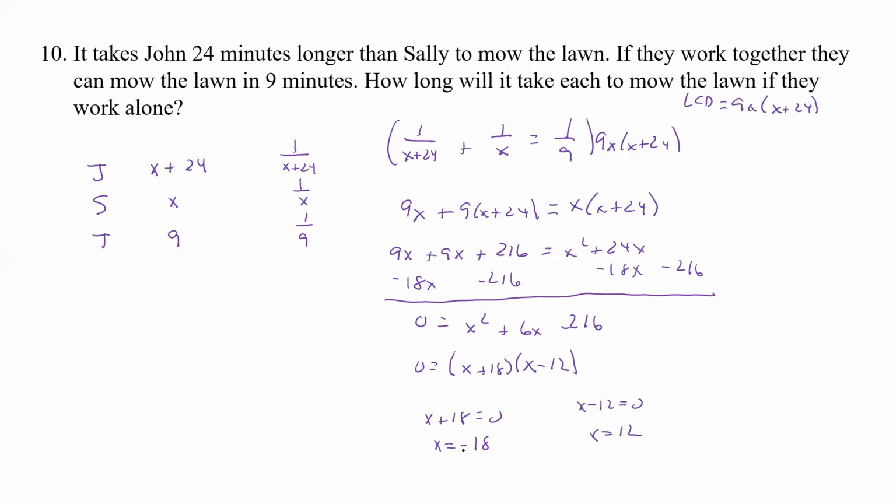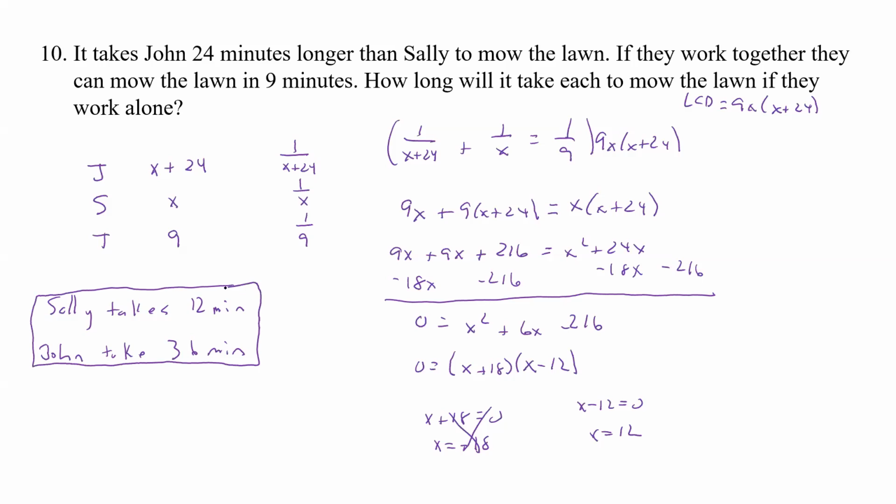And so we know that that doesn't work, so x is equal to 12. So Sally takes 12 minutes, and John takes 24 more than that, so 36 minutes. So those are the times for both of the people. And that's how I would work that one.